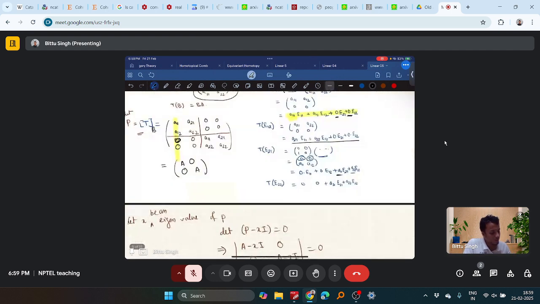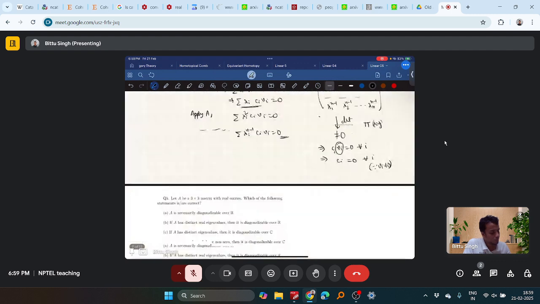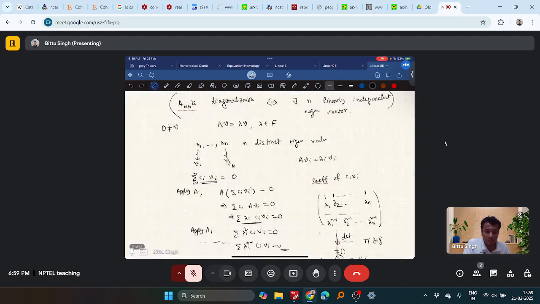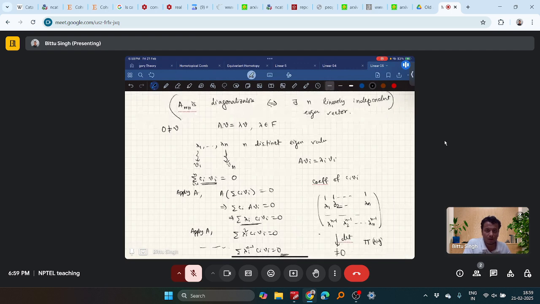So from here we can say that if two different eigenvalues are given, then the given transformation T is diagonalizable. Diagonalizable means A is said to be diagonalizable if P inverse AP is a diagonal matrix, n by n.